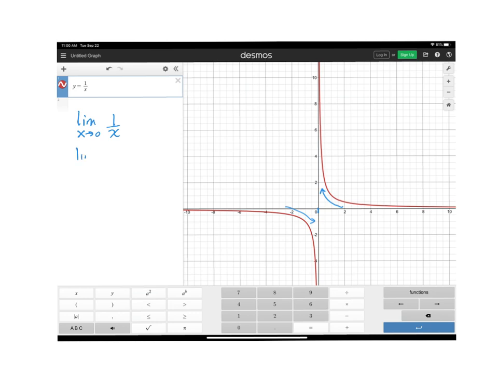So if I wrote the limit as x approaches 0 from the negative side of this, my answer would be negative infinity. And if I asked you to find the limit as x approaches 0 from the positive side, you would say it's positive infinity. But since those two are not equal, we have to say that the limit as x approaches 0 of 1 over x does not exist.